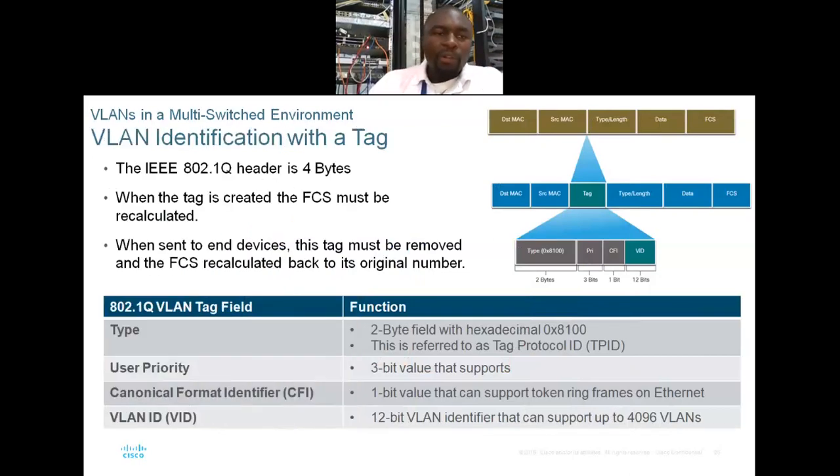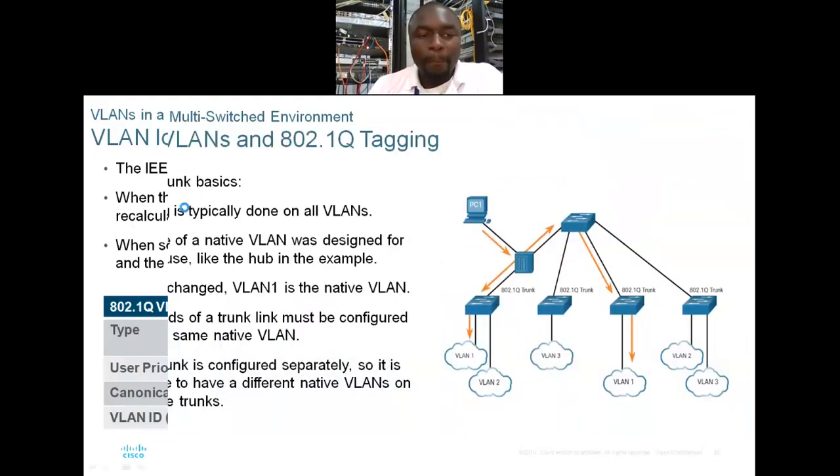Now, VLAN identification with tag. When the tag is created, the FCS, which is the frame check sequence, must be recalculated. And when sent to end devices, this tag must be removed and the FCS recalculated back to its original number. So it is within its particular frame header.